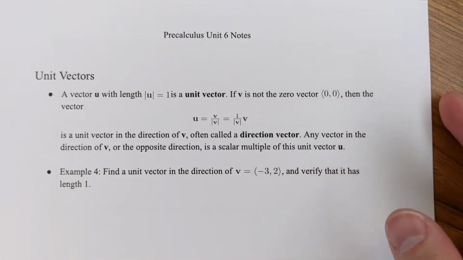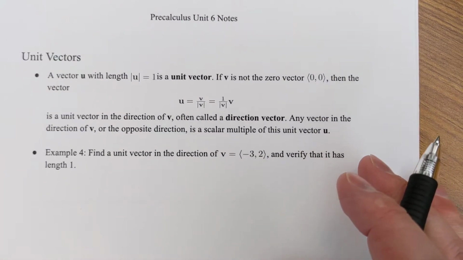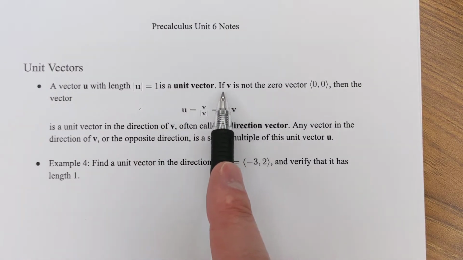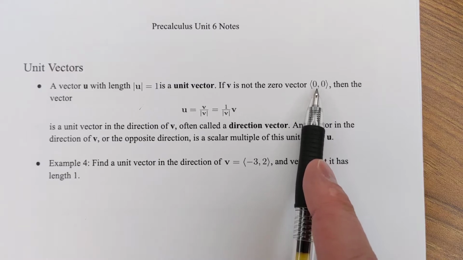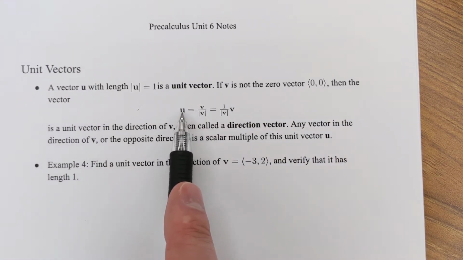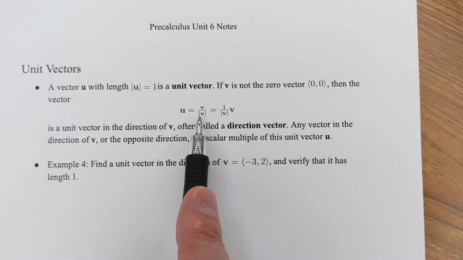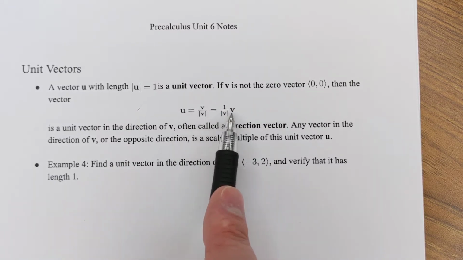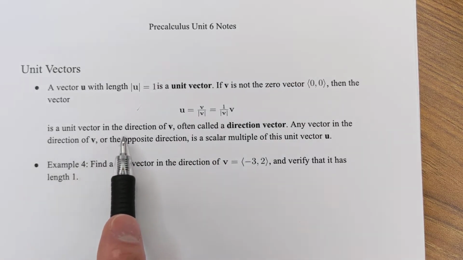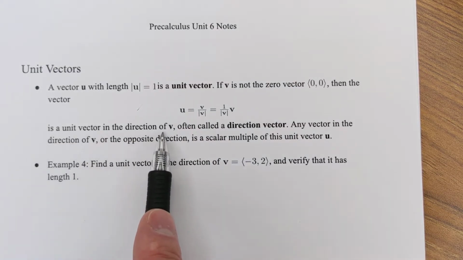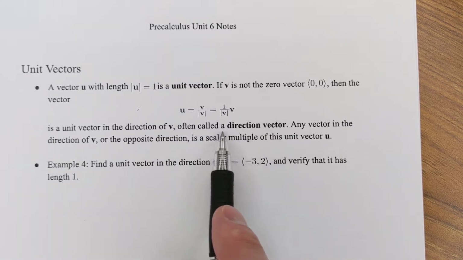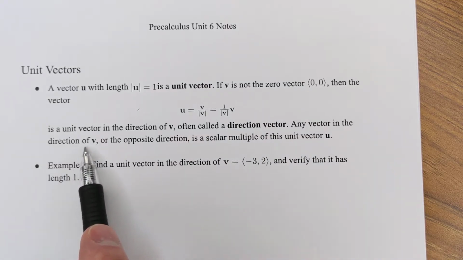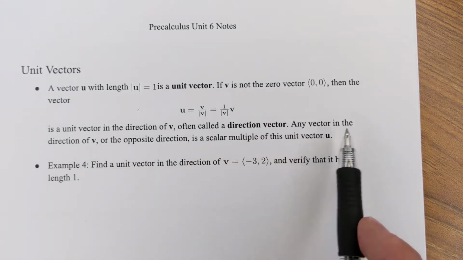All right, so we've got unit vectors. A vector u with length 1 is referred to as a unit vector because it's 1 unit long. If v is not the zero vector, 0, 0, then the unit vector u is given by the vector divided by its own magnitude, or the vector v times the reciprocal of its magnitude. Either way works, it just depends on how you prefer to think about it. A unit vector in the direction v is often called a direction vector, because it has length 1 but still points in the same direction that v did. Any vector in the direction v or in the opposite direction is a scalar multiple of this unit vector.